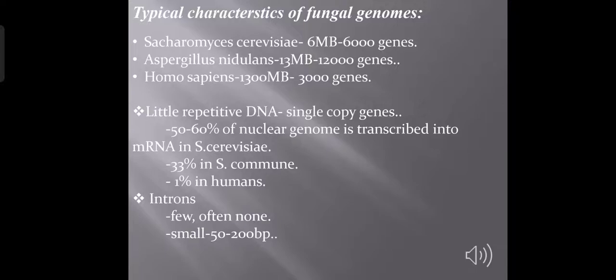50 to 60% of the nuclear genome is transcribed to mRNA in S. cerevisiae, 33% in N. crassa, and 1% in humans. Introns are few, often none, and small, 50 to 200 bp.